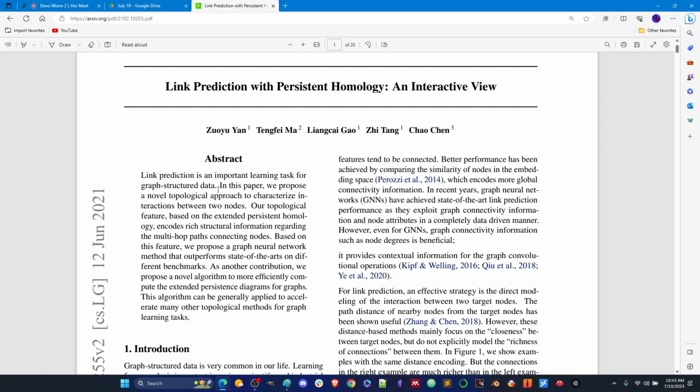What they're saying is that the data that you have is inherently structured as a graph. So it has connections, has interactivity inherent in the data. And so you need to find the links. You need to find the important links in this process, in the data set. So it's an important learning task. So we talk about graph neural networks and topological data analysis and that sort of intersection. We need to think of link prediction as a learning task. In this paper, we propose a novel topological approach to characterize interactions between two nodes.